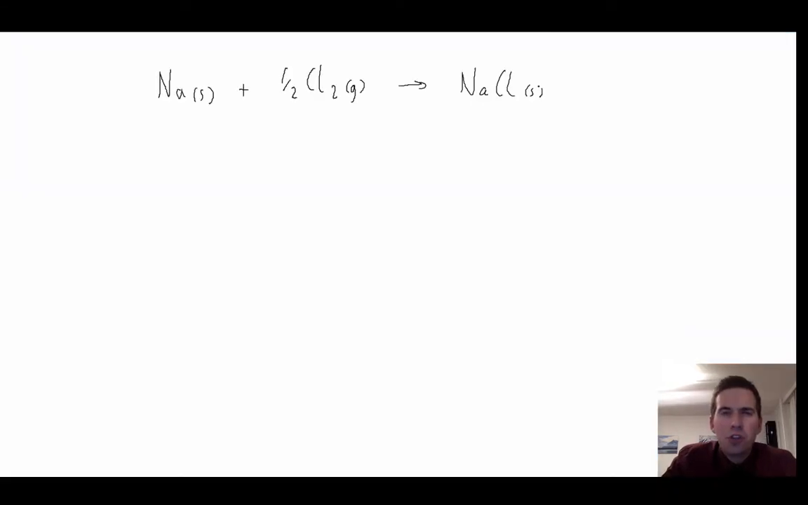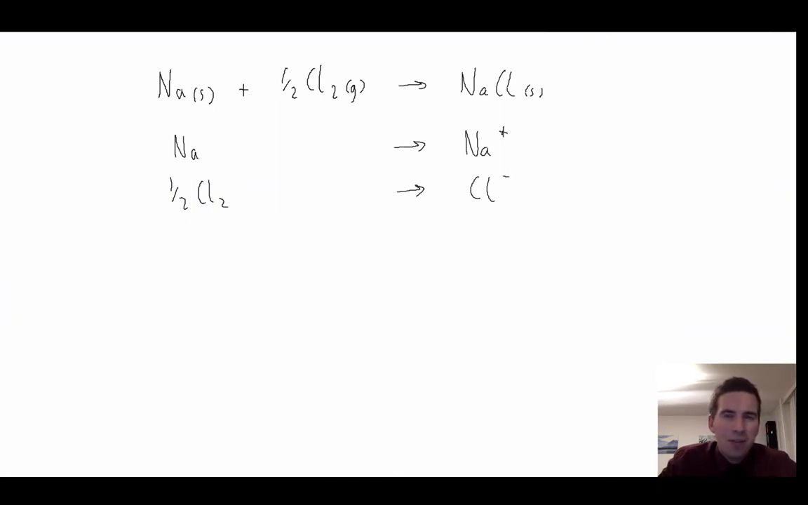Okay, so let's have a look at this reaction. Now you obviously have sodium reacting with chlorine to make sodium chloride. Now sodium is a metal, chlorine is a non-metal gas, therefore sodium chloride is an ionically bonded product. But let's have a closer look at what is actually going on. Let's break this into two half equations. So what is actually happening?